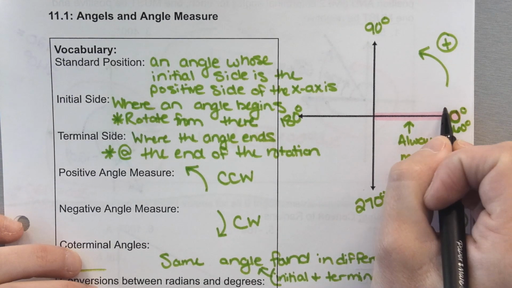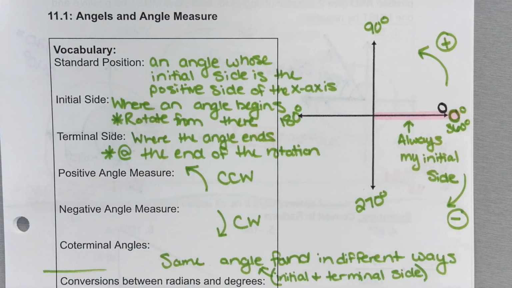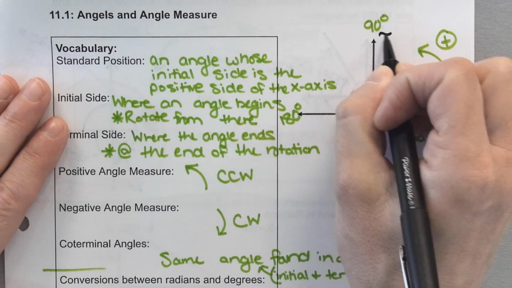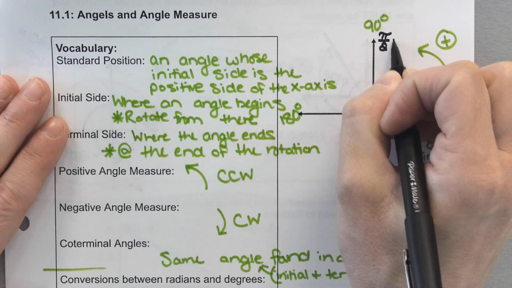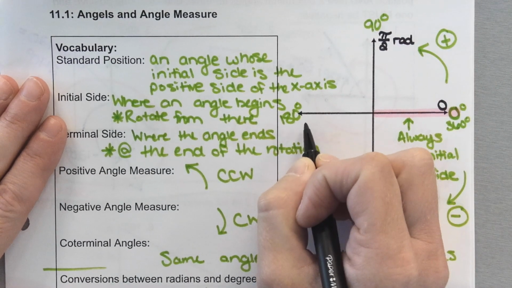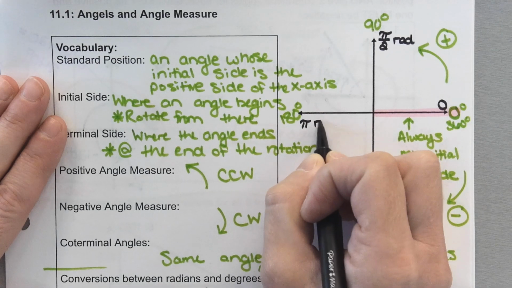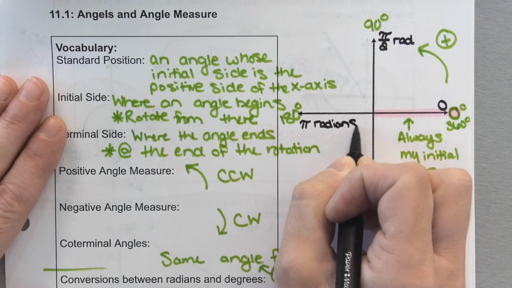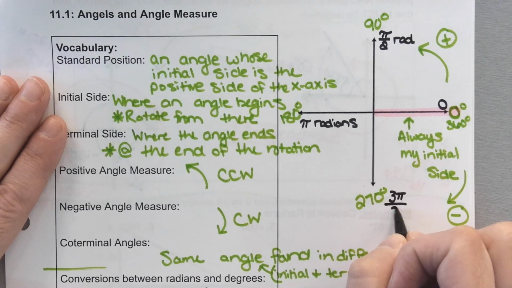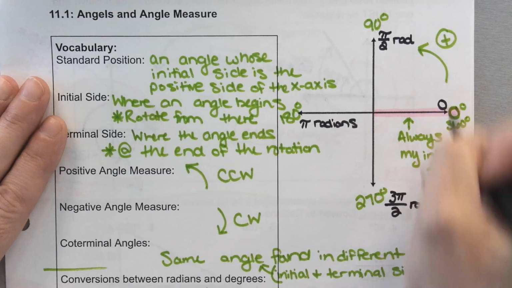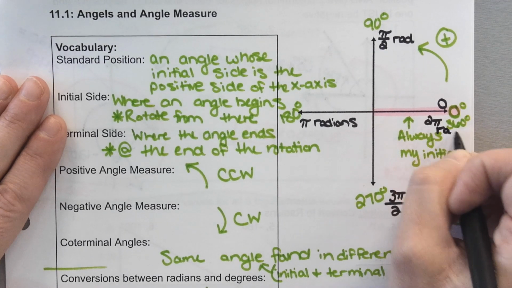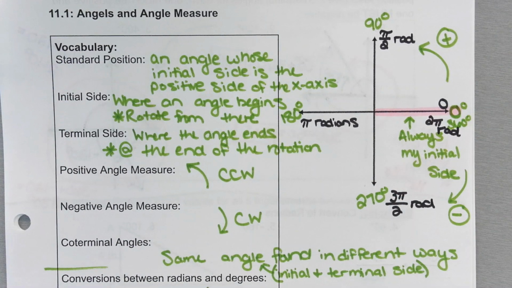So 0 is 0 all day long. If I go this far, this is pi over 2 radians. If I make half a revolution, it's pi radians. If I go this far, it's 3 pi over 2 radians. And if I make a full revolution, it's 2 pi radians. So that's how these things match up.